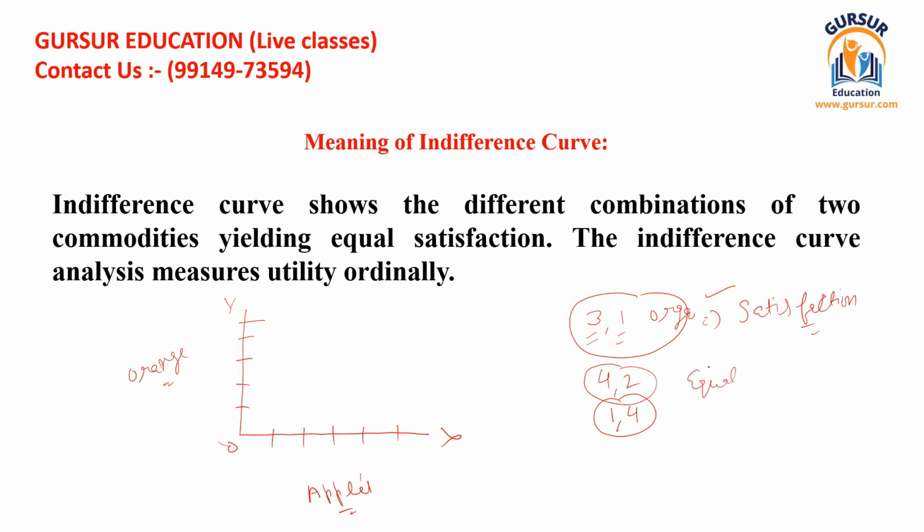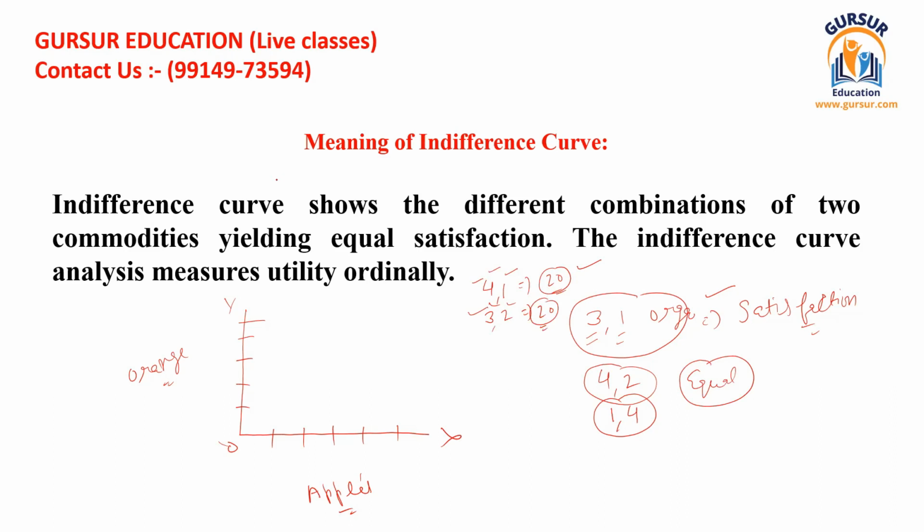Okay, when we are talking about equal satisfaction, that means that whatever satisfaction you are getting from 1 unit of apple and 4 units of oranges, suppose you are getting 20 levels of satisfaction, the same satisfaction can be obtained by having 3 units of apple and 2 units of oranges. So these are two different combinations, but they are yielding equal satisfaction to the consumer.